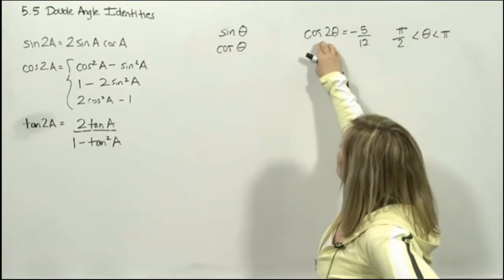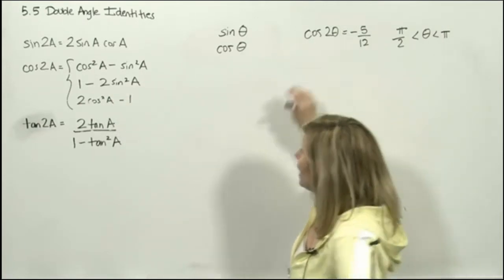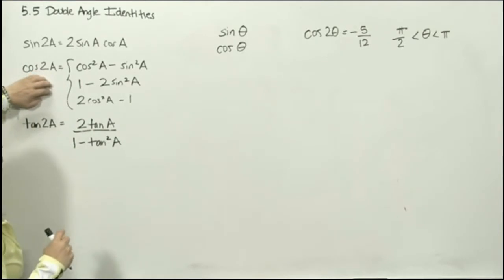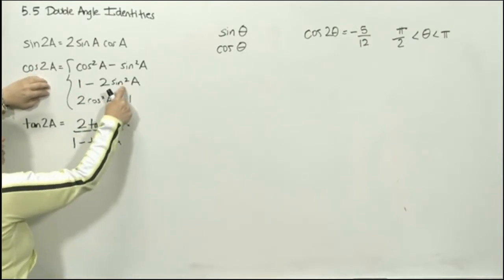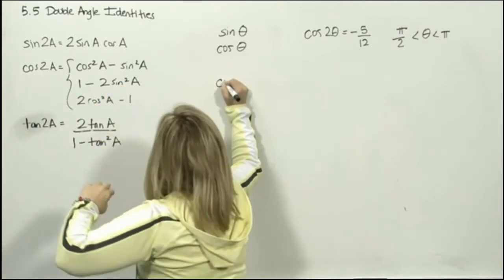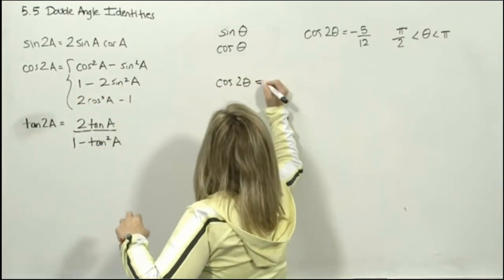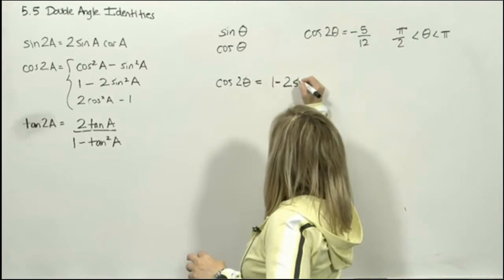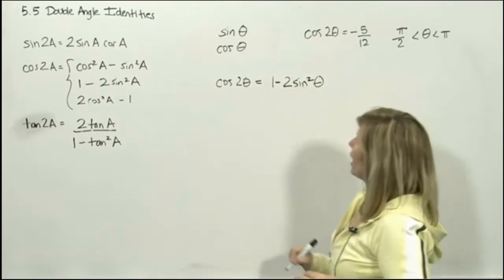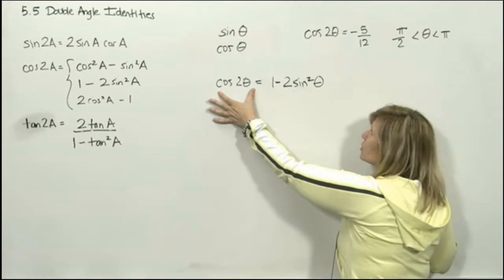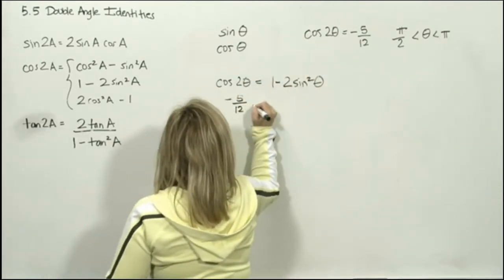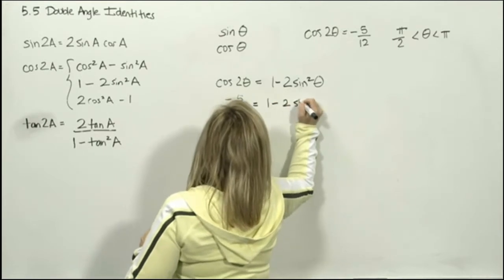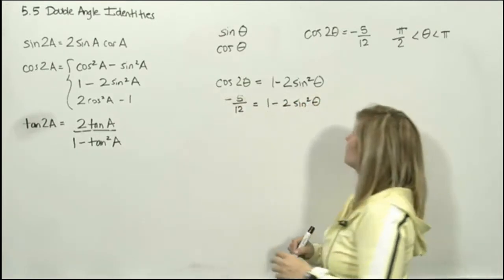So if I have cosine 2 theta, I know the left side. I know what this equals. I want to find sine. I want to use this middle identity because I just want to find this one unknown. So I'm going to write that down. Cosine 2 theta equals 1 minus 2 sine squared theta. Correct? We know this. We're given it. It's negative 5/12. It equals 1 minus 2 sine squared theta.